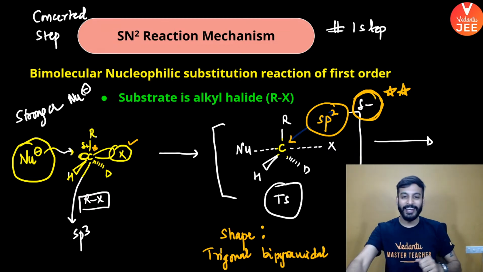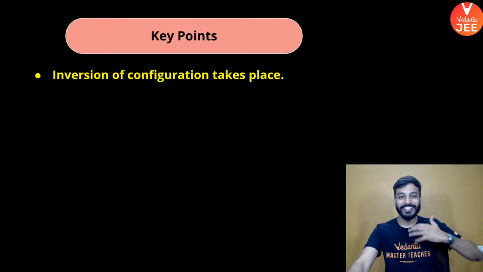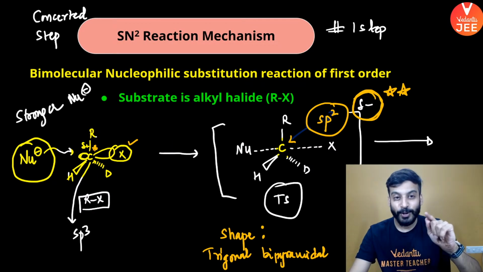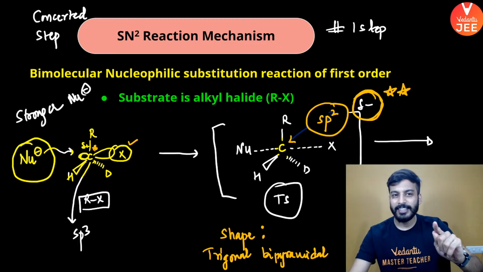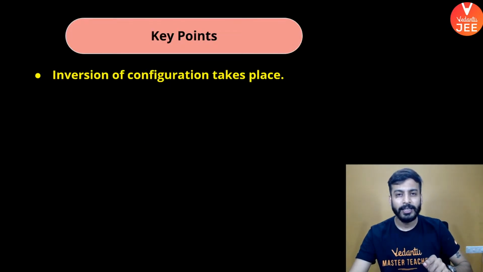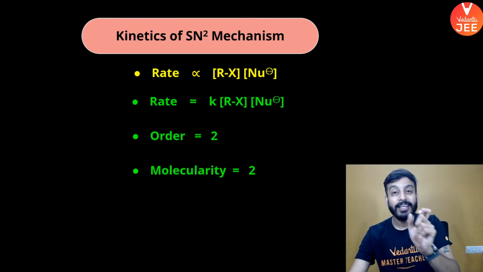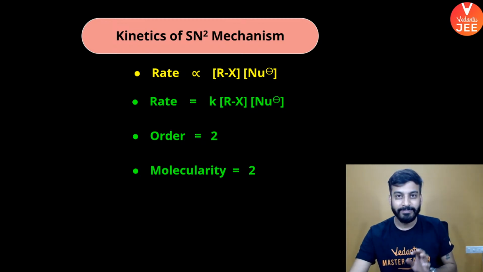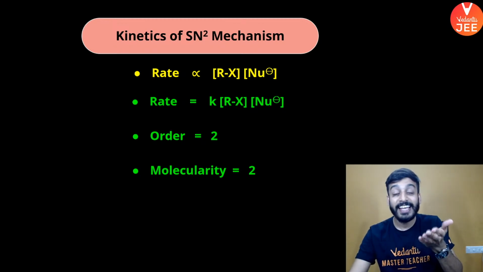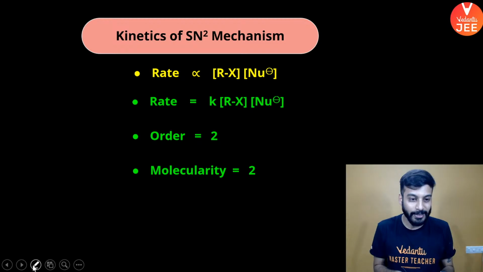Awesome. So now let me just give you a quick revision. Here inversion of configuration takes place, point number 1. Acha beta, check this out. The name is SN2 reaction, SN2 bimolecular nucleophilic substitution reaction. In the rate expression, boys and girls, what happens? The rate of the nucleophile as well as your alkyl halide is taken. That's why it is SN2 reaction. I hope everyone got the point now.